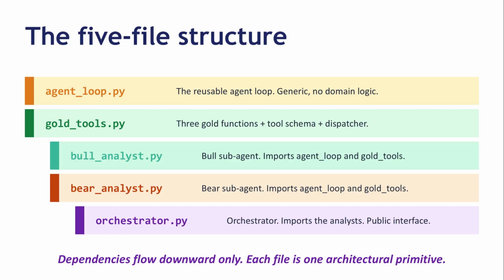Notice the dependency direction. Agent_loop and gold_tools are leaves. They import nothing from this project. The analysts depend on both. The orchestrator depends on the analysts. Strict downward flow, no circular imports, clean interfaces between layers. This file structure isn't decoration, it's the architecture made visible. A viewer scanning the directory listing already understands the system before opening any file.